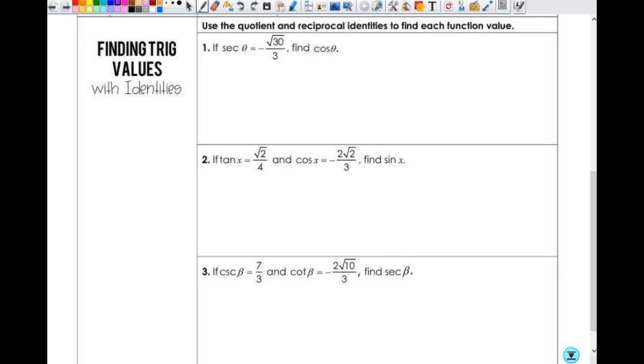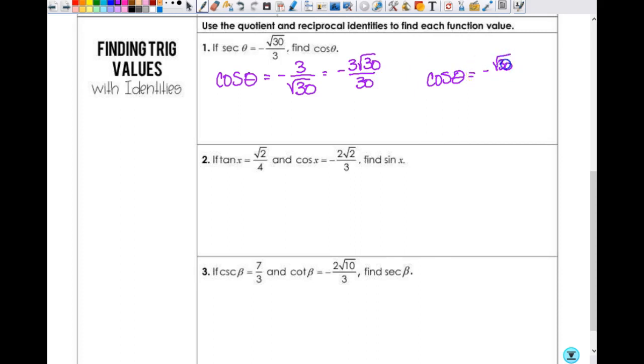It says if secant of theta equals negative square root of 30 over 3, then I want to find cosine of theta. Well, how are secant and cosine related? Yeah, they're just the reciprocals. So secant is just the reciprocal of cosine, which means then that the cosine of theta is just equal to the reciprocal of this. And it is 1 over that, but you don't have to write it that way. I mean, you can, but you end up just taking the reciprocal anyway. So it's negative 3 over the square root of 30. And then, of course, you have to clean it up because we can't leave it like that. So that's going to give me negative 3 square root of 30 over 30, which means then that the cosine of theta is equal to what?